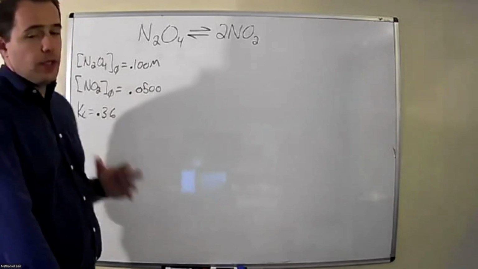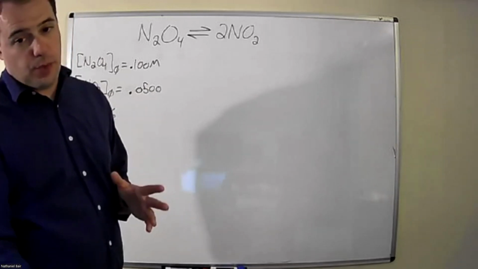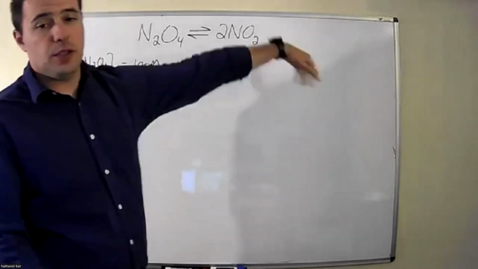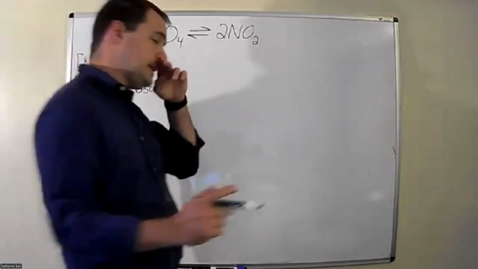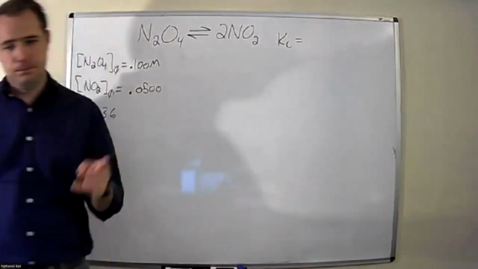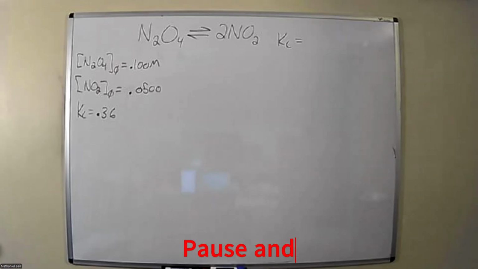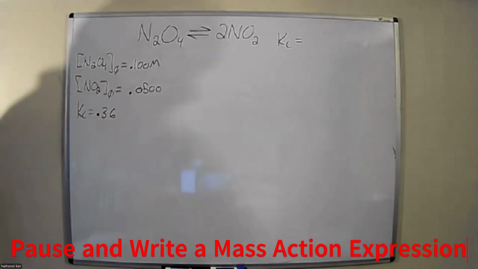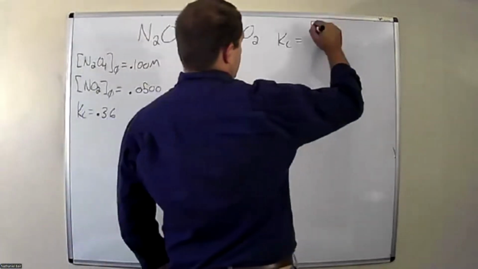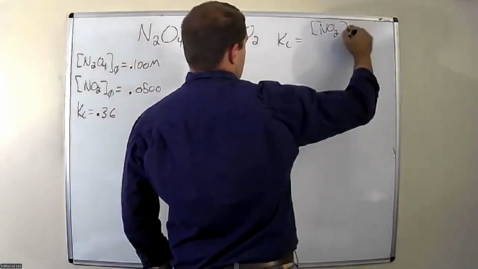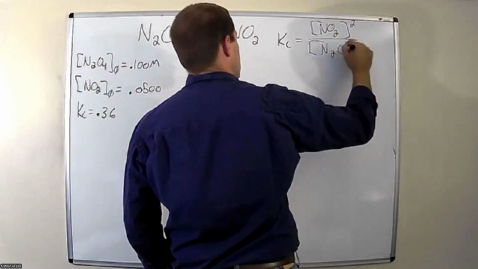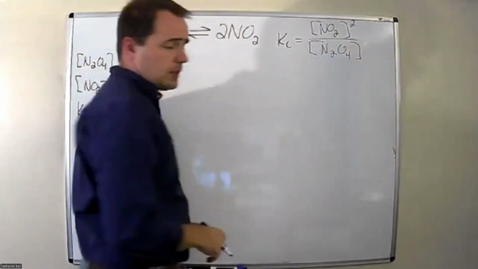The first thing that you need to do is write the mass action expression. That's always the first thing that needs to get done. So why don't you write the mass action expression for this reaction? Go ahead, Kc equals, do that for me. All right, so concentration of NO2 squared divided by the concentration of N2O4. That's my mass action expression.